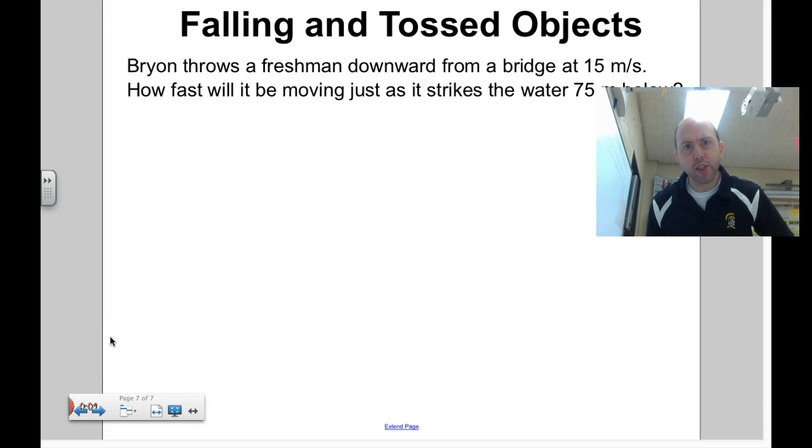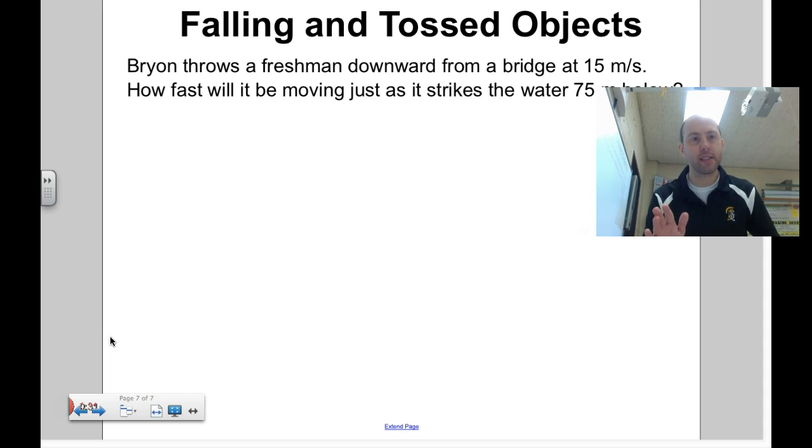Okay, so now we're going to talk about falling and tossed objects. We're still going to use the basic kinematic equations. However, there are some important concepts we need to know. First, we have to make sure and designate what is positive and what is negative. Typically for falling objects, even tossed objects too, we say anything pointing down is positive. Anything going up is negative.